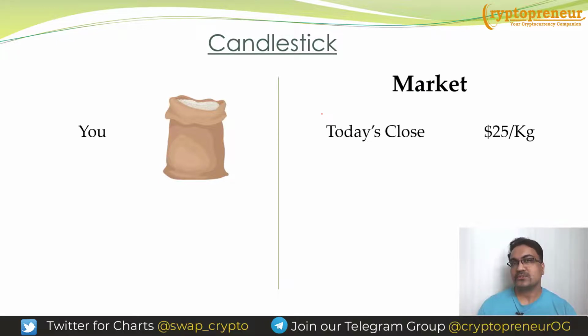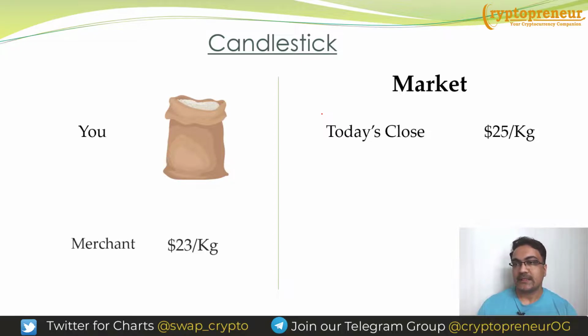When you reach the market, you see one board there. It was written that today's price for the rice, we can call it rice, was $25 per kg. Then you say that this is a fair price and I am okay to sell at $25 per kg tomorrow when the market opens.